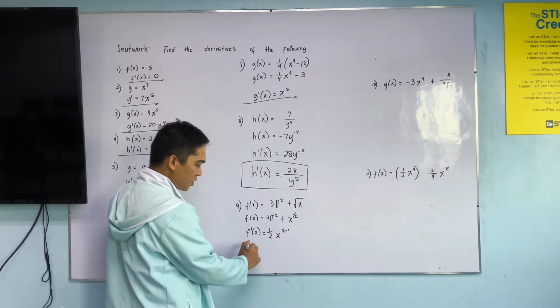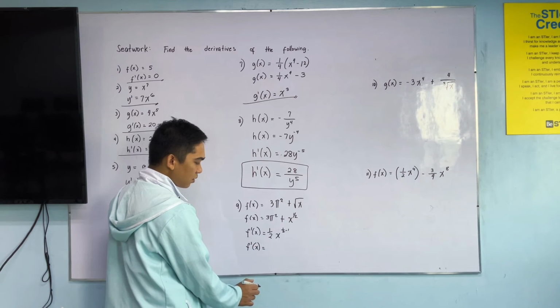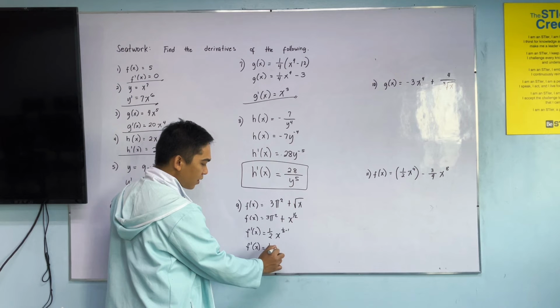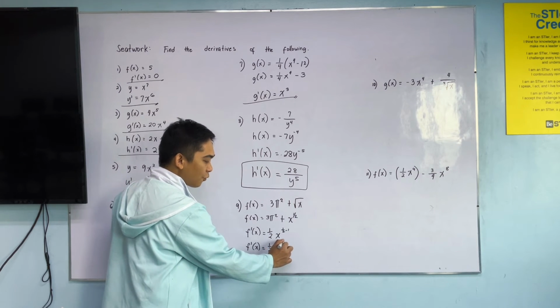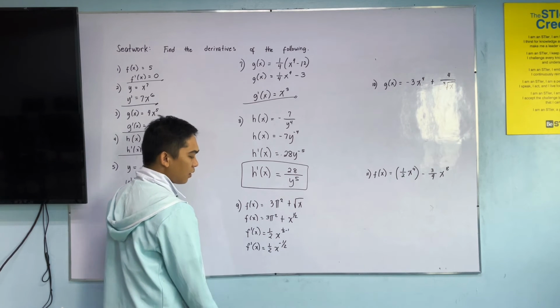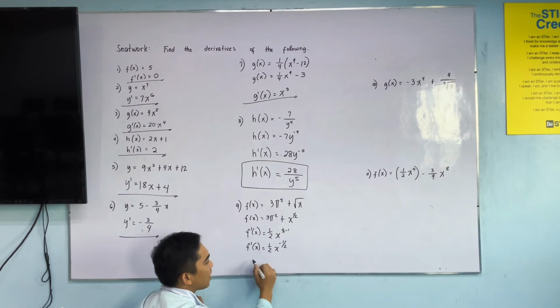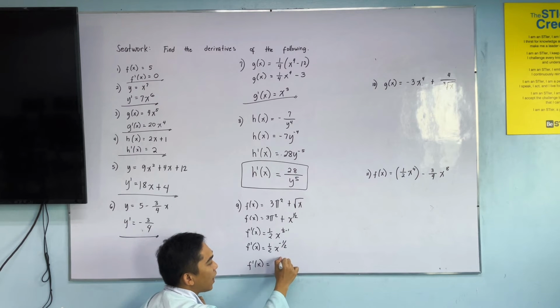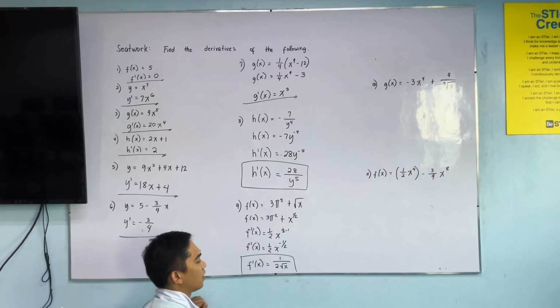So we have f prime of x is equal to 1 half x raised to 1 half minus 1, negative 1 half. So para na-discuss natin kanina, kailangan natin ibababa na to kasi negative siya. So, mangyayari, f prime of x is equal to 1 over 2 square root of x. Yan. Okay.